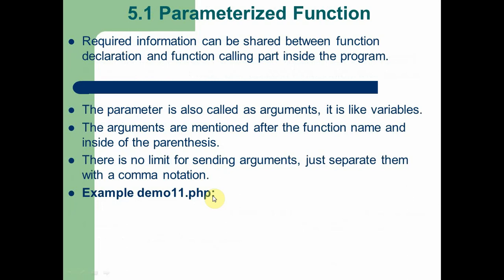The values for those inputs are called arguments. So the simple thing, the parameter is also called an argument. It is like variables. The arguments are mentioned after the function name and inside the parentheses. There is no limit for sending arguments. Just separate them with commas. So parameters should be given inside the parentheses after the function name, and each and every parameter should be separated by a comma.